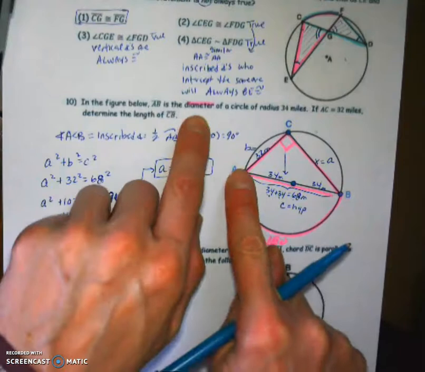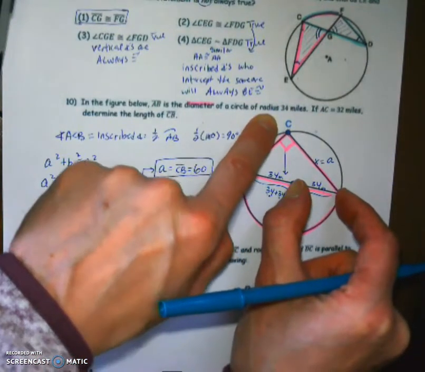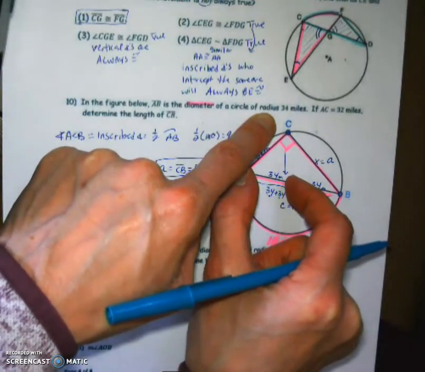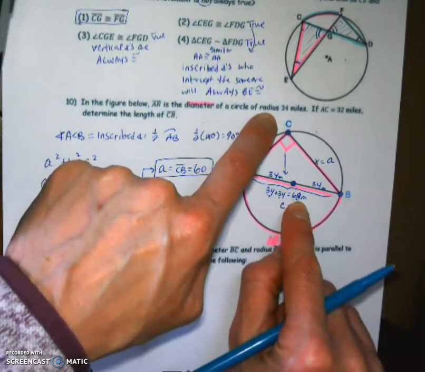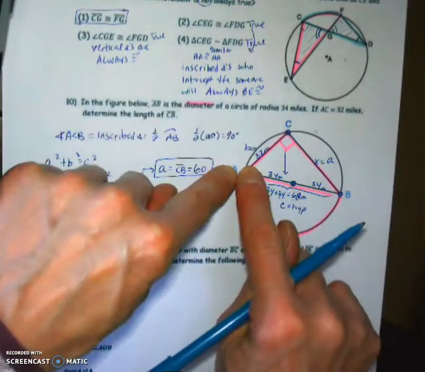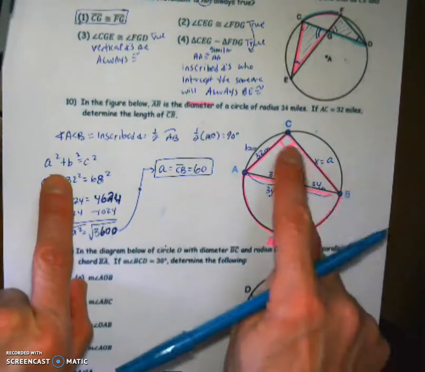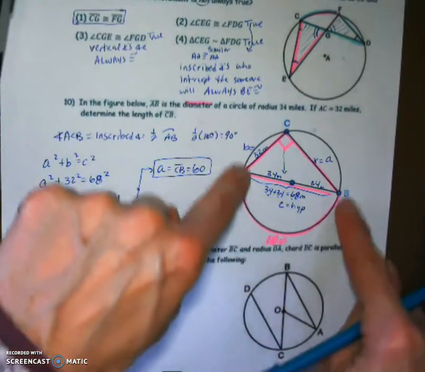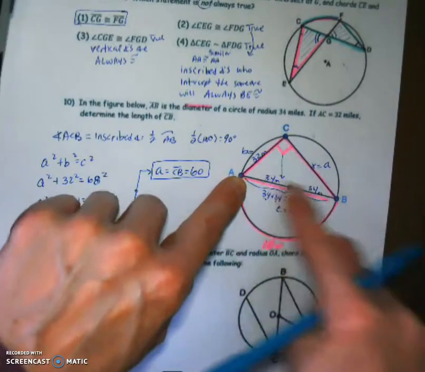They gave us that AB is a diameter. The radius, so half the diameter, is 34, which means both radii of the same circle are congruent, which means the entire diameter is going to be 68, not 64. And AC was 32. Determine the length of CB. So we found out that angle C was an inscribed angle, which means it's half of its intercepted arc, which is a semicircle, so half of 180, forming our right triangle.